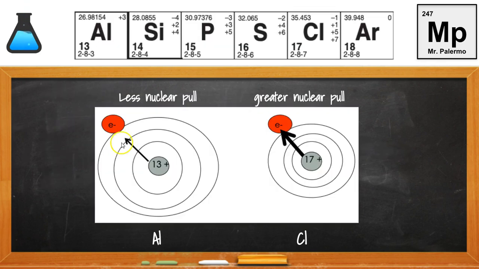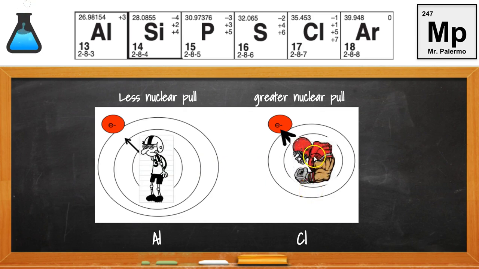So if we look at period 3, let's look at aluminum versus chlorine. As we can see here, aluminum has 13 protons, or 13 positive charges in the nucleus, and chlorine has 17. So in comparison, chlorine has a stronger nuclear pull, which means it's pulling on these electrons more and holding them tighter. And so therefore it takes more energy to remove an electron from chlorine due to that stronger pull than it does aluminum. And so the ionization energy, the energy required to remove this electron, is greater.